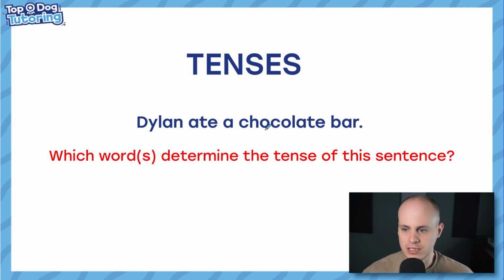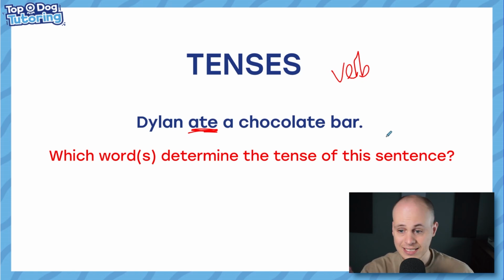Let's start this journey. So let's start right at the beginning. Which words in a sentence actually determine the tense? Hopefully you're thinking, well, it's this word right here, yeah? It's the verb, isn't it? So in this sentence, Dylan ate a chocolate bar. The verb ate, which comes from the verb family to eat something, to eat, is determining what tense this is in. And in this case, it's showing us that it's in the past tense.